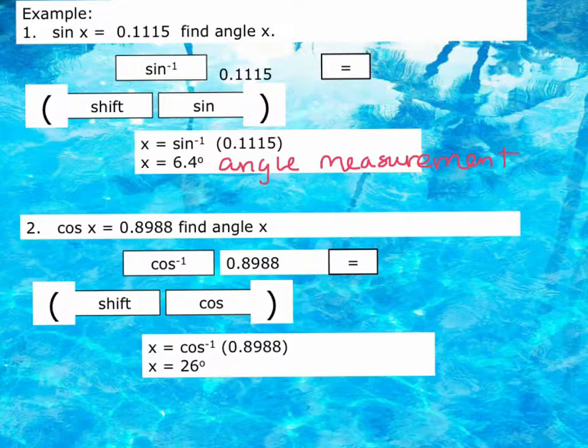Let's look at a second example using cosine. Cosine of x, remember x is an angle, is equal to this ratio or decimal, 0.8988, and we want to find angle x. To do that, I just need to take the cosine inverse of both sides, which gets this cosine away, and then I can do the cosine inverse of this side. If I do cosine inverse of that decimal in my calculator, it gives me an angle measurement of a nicely even 26 degrees. Then, if I want to check my answer, I would type in cosine of 26 degrees, and that would give me 0.8988.